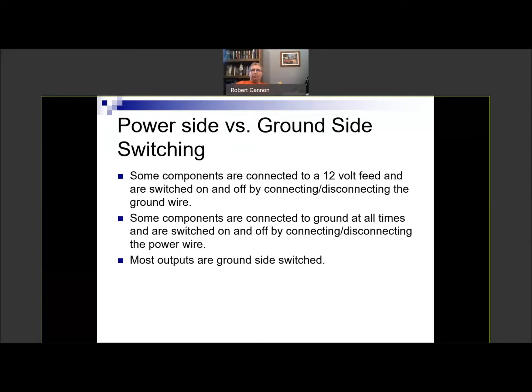We also have two different ways of switching things. If the component is supplied power, and then the computer controls the ground, we call that ground side switching. If the component's always grounded and the computer sends power to it when it wants to turn it on, we call that power side switching. Still nowadays, most things are ground side switched. I think some GM fuel pump relays are power side switched, but almost everything is still ground side switching.